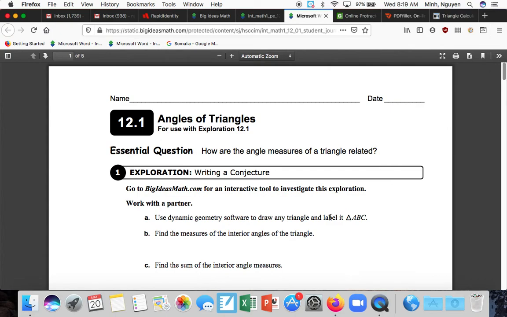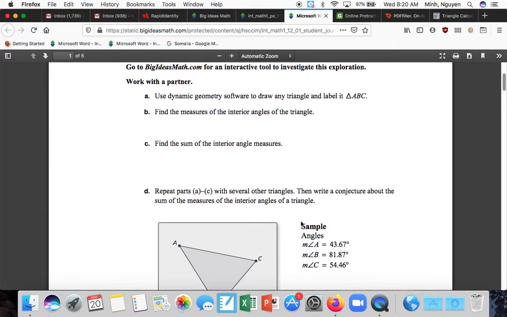Alright guys, we're on section 12.1, talking about angles of triangles. How are the angle measures of a triangle related?